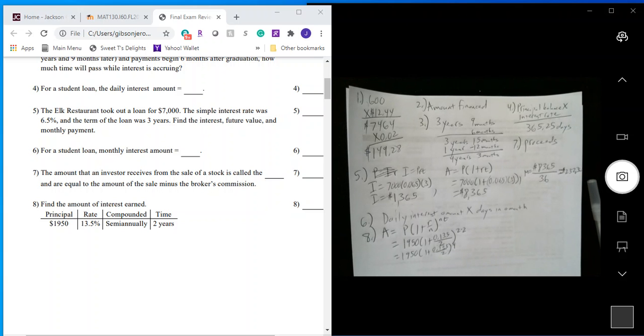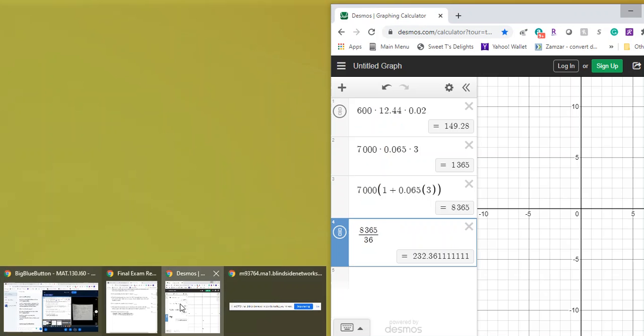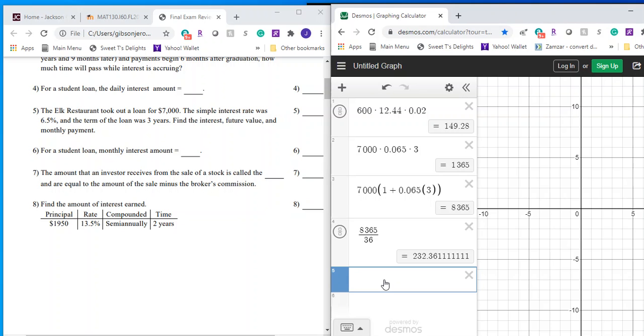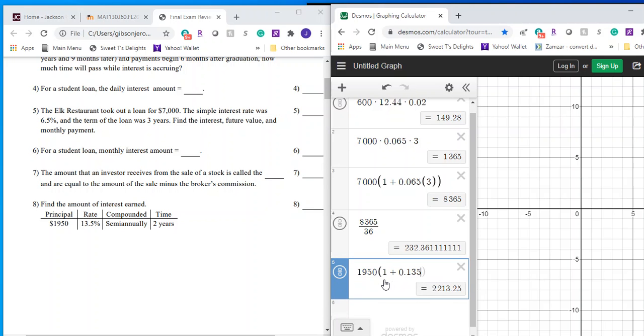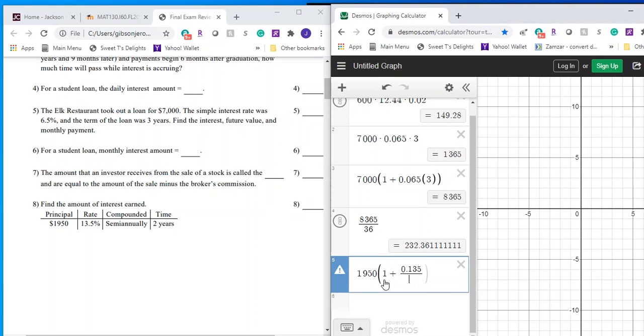So now we will put this in our calculator. So we will have 1950 in parentheses 1 plus 0.135 divided by 2. And we will close our parentheses, and we would take that to the 4th power. So our final answer here would be $2,532.25.